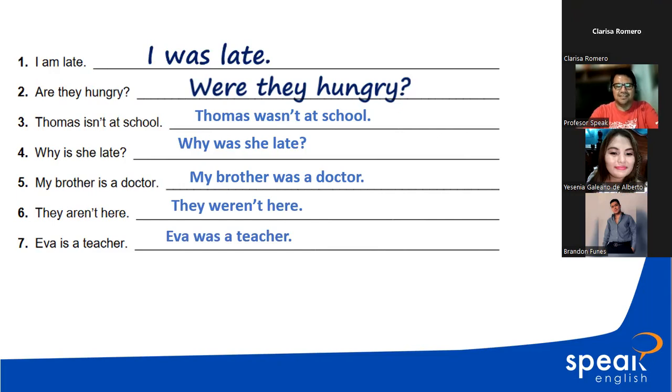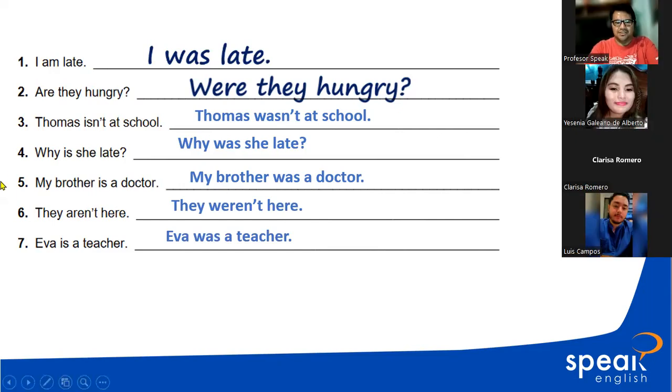As you can see, we went from isn't to wasn't, is to was, aren't to weren't, are to were. These are just a few examples of how we can change from the present tense to the past tense. Let's do a couple more exercises.